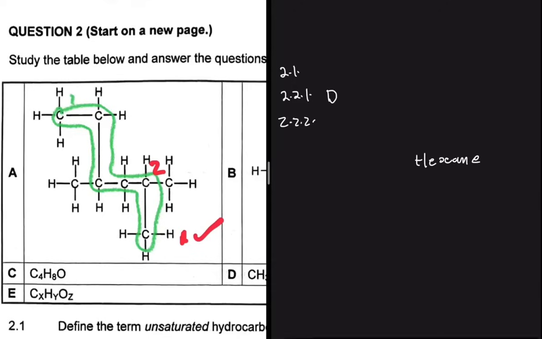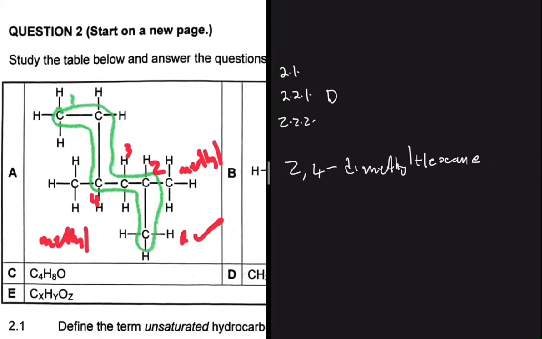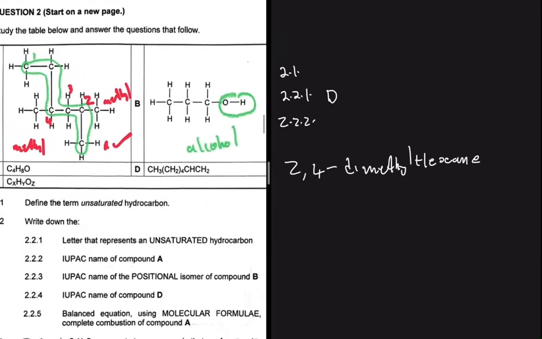1 carbon. That is methyl. And then on carbon 3, 4, on the 4th carbon, we also have a methyl. So we can go ahead and say 2,4-dimethylhexane, right? And then just like that, we have the name of our compound A. Right, let's move to 2.2.3.